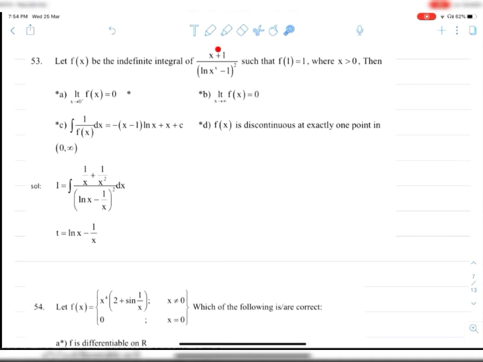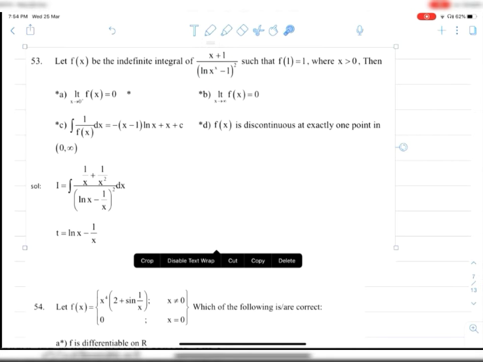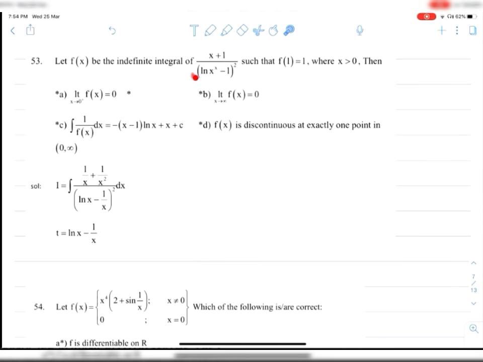See, the derivative of the denominator part must come in the numerator. If I directly differentiate this part, I won't get it, because there is no other way to solve it. I need to manipulate the denominator in such a way that the derivative of it comes in the numerator, like f dash of x by f of x. So what can we do then? We divide numerator and denominator by x square. It will be the integral of (1 by x plus 1 by x square) by (ln x minus 1 by x) whole square.